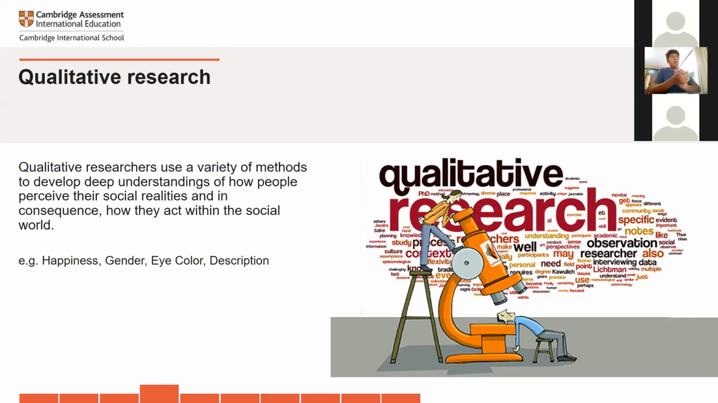And for example, we can analyze qualitative data like happiness, gender, eye color, description, anything that is a word is qualitative for us. Nos ayuda para iniciar un punto de partida en la investigación cuando queremos explorar nuevas cosas, ideas, nuevos parámetros, antes de pasarlo a un experimento cuantitativo. So qualitative research is very important as well.